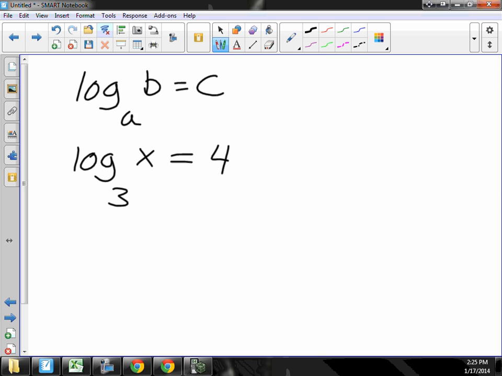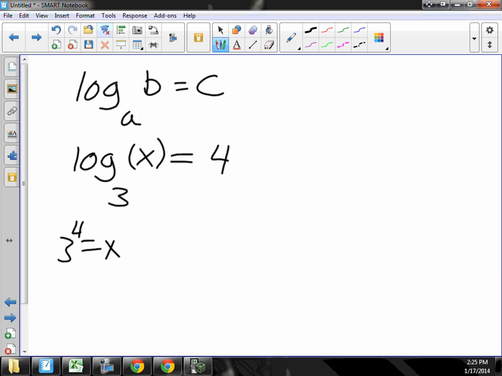No, so you're trying to split them. The only time you can split a logarithm is if there's 2 things multiplied right there. We just convert it into exponent. In the exponential form, it would be 3 to the 4th equals x. So the answer is just 3 to the 4th, which is 81.